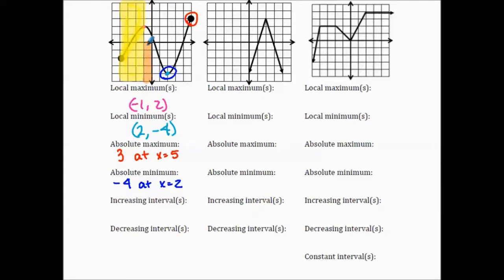Then it changes to decreasing. And then it changes back to increasing. So if we look at where those changes happen, it changes from increasing to decreasing at x equals -1, and changes from decreasing to increasing at x equals 2.